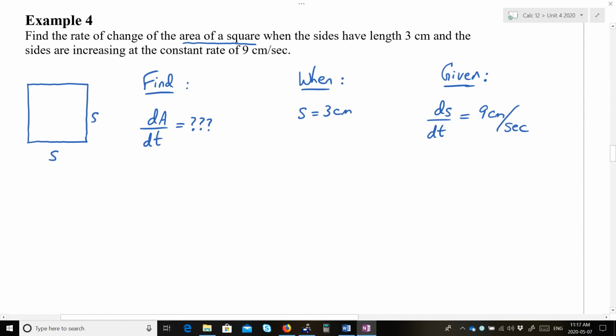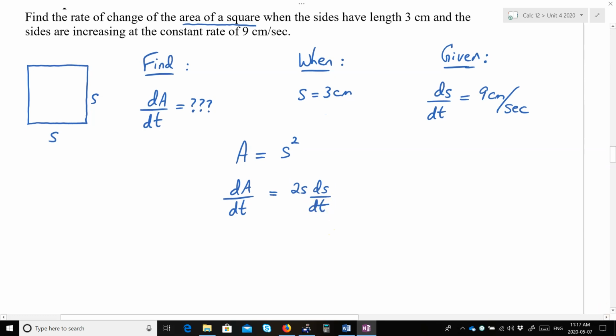Then we have to come up with a formula relating A and S. The area of a square in terms of its sides is side squared, S times S. Differentiate both sides with respect to time. That would be 2s and then ds/dt. We're treating it as a function of time. And we want to find dA/dt. Again, it's by itself.